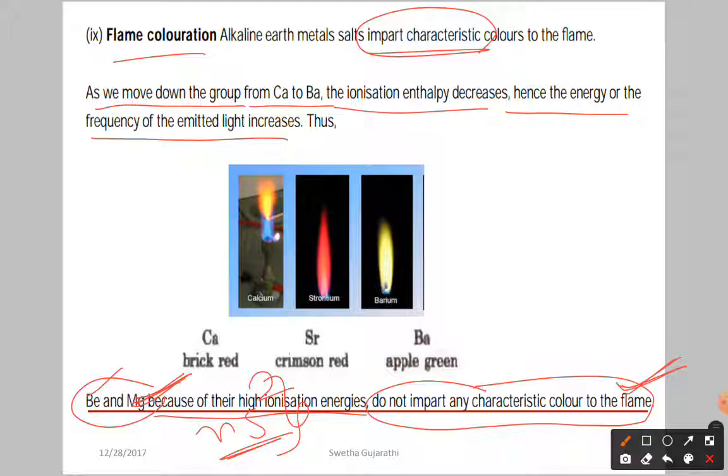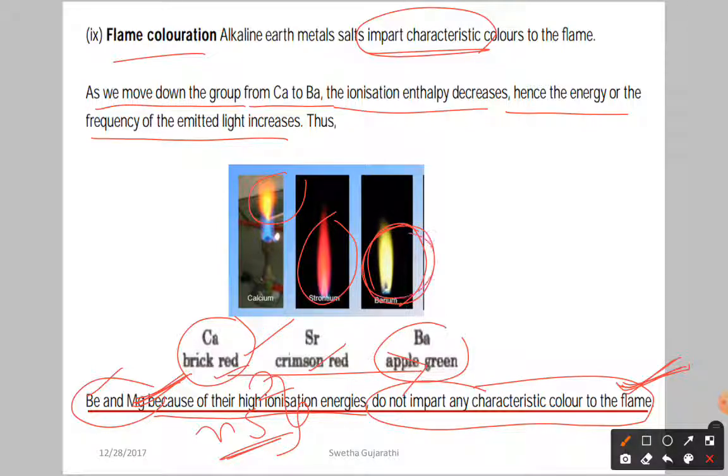But from calcium onwards, the ionization enthalpy decreases, which means you can remove the electron easily with the flame. So calcium gives a brick red color, strontium is crimson red, and barium gives an apple green color. Here you can see the colors of the alkaline earth metals. These colors you have to remember. In the first group, lithium also gives a crimson red color.